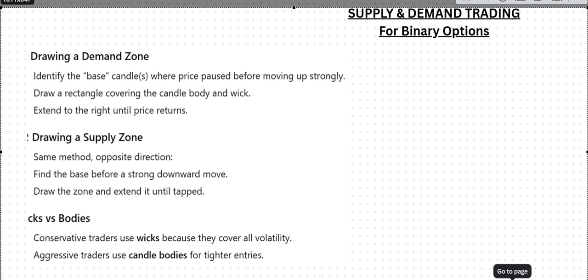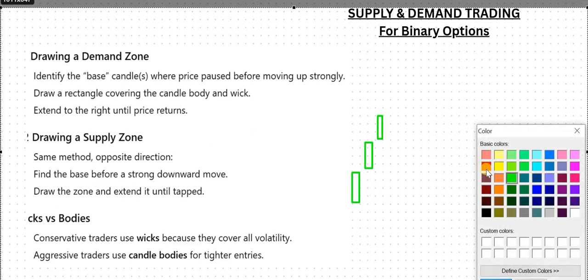All right. So let's do this. Identify the base candle. So how do you identify the base? You have an uptrend like this. Remember that there are wicks. You have an uptrend like this, and then you have a retest, which is, you have the rally, you have the base. The base may be one candle, it may be two candles. It does not matter.